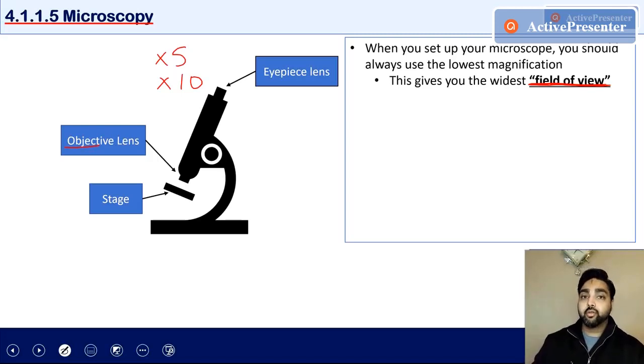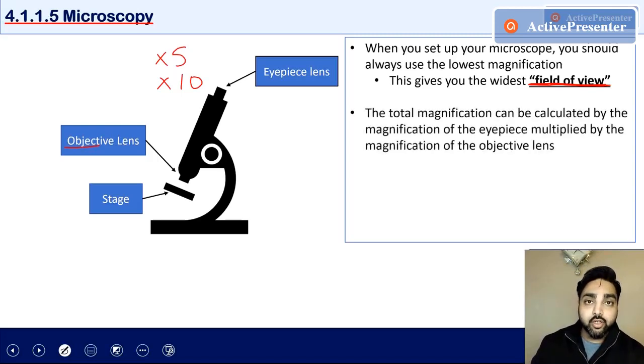You zoom out as far as possible to decide this is what I'm trying to zoom into, and then you change your objective lens to get a bigger magnification. The total magnification of the microscope can be calculated by doing the eyepiece lens multiplied by the objective lens. So whatever the magnification is for the eyepiece, multiply it by the objective.